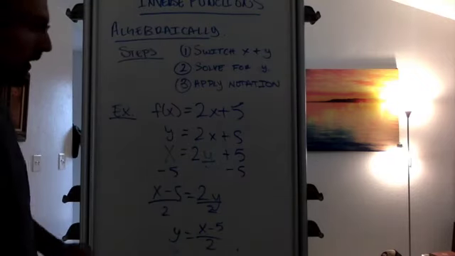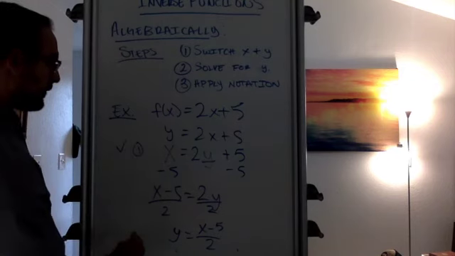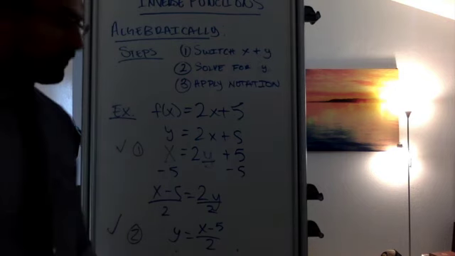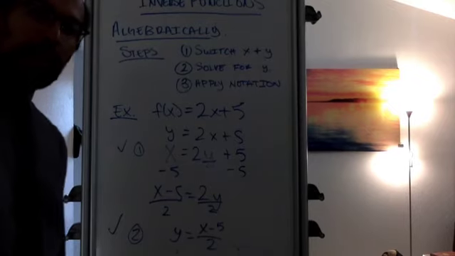Okay? So that would be step 2. Step 1 right here, we did it here, check. Step 2, we found the inverse of the function. So y equals x minus 5 divided by 2 is my inverse function.